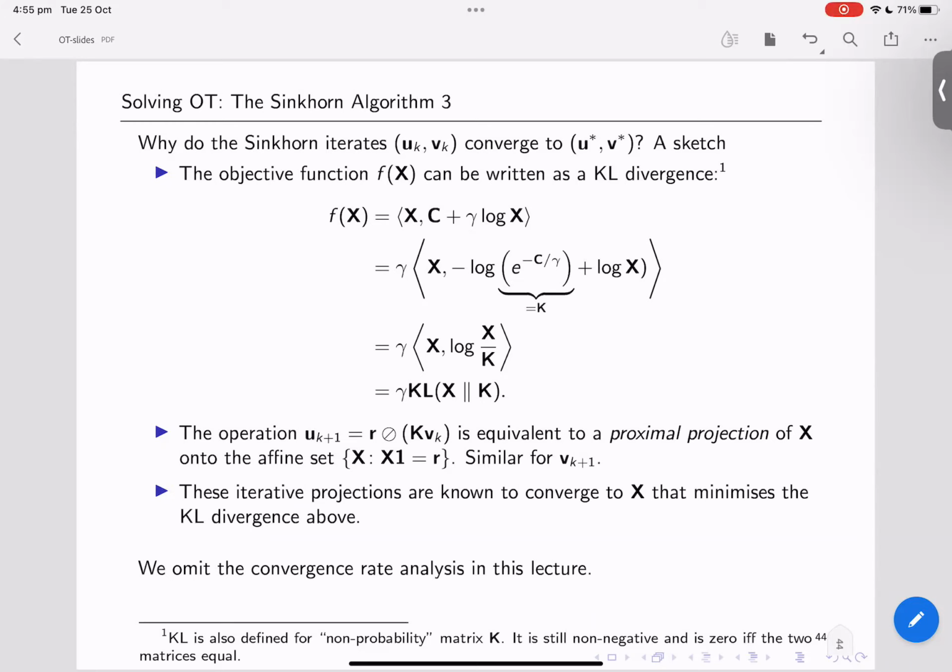But you basically do this alternating projection of the matrix X, right? And ultimately, that alternating projection will converge to a solution within your feasible set that will minimize some distance. In here, the distance is this Kullback-Leibler divergence between your two matrices. Okay. A lot of details in this slide, because we don't have time, I'm going to skip it.